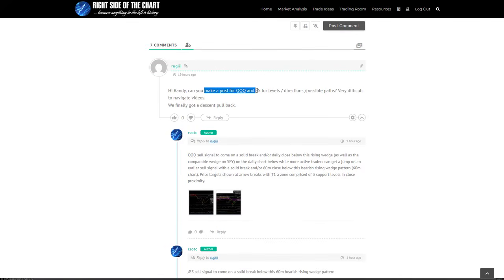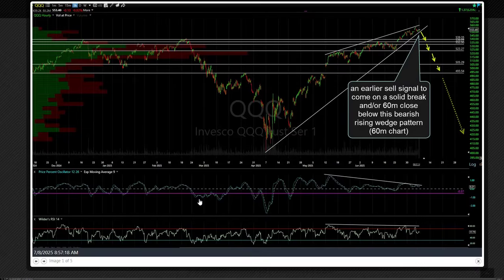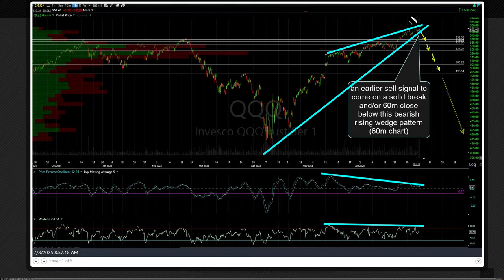Somebody asked for a post on QQQ and ES levels. ES are the S&P 500 futures. So here are the charts, and I'll share them with you here. You can, of course, go and check these out. This is a 60-minute chart, just showing what I call a clean chart. Just a nice, clean 60-minute bearish rising wedge pattern, complete with the requisite or desired divergences. So that makes it a divergent high right there, negative divergences.